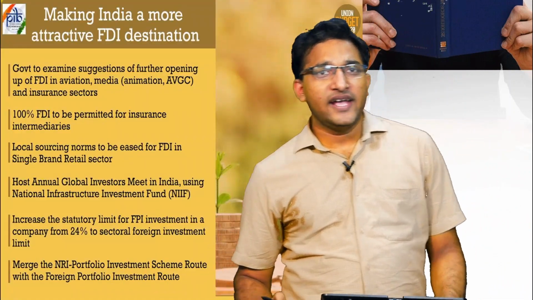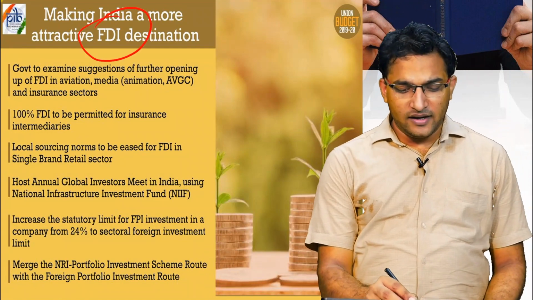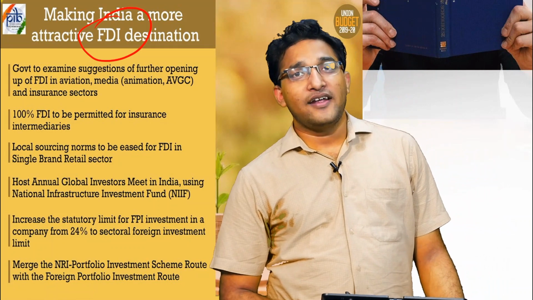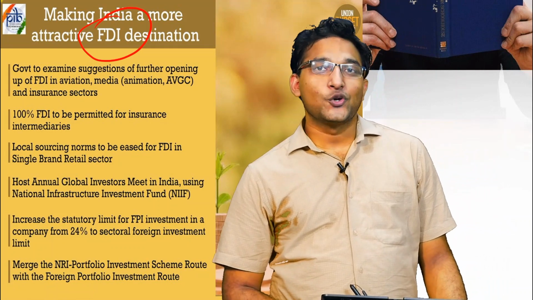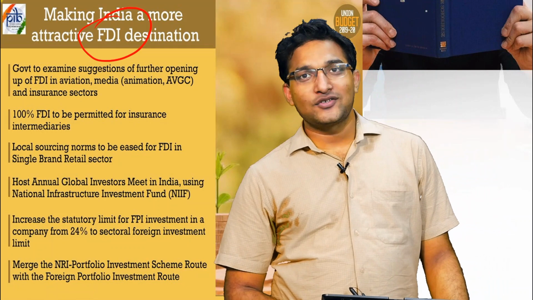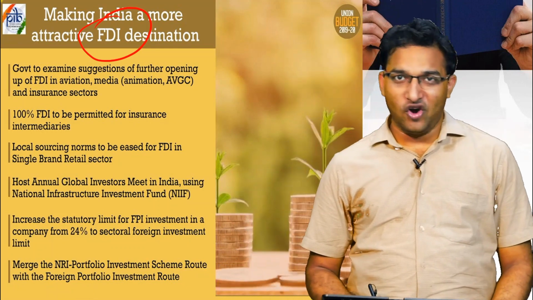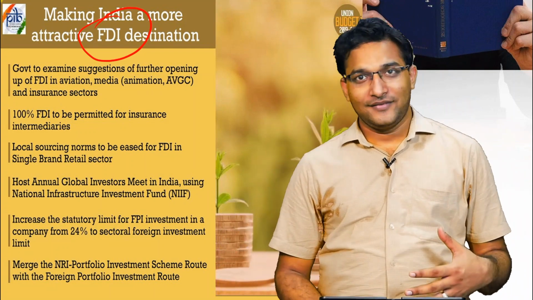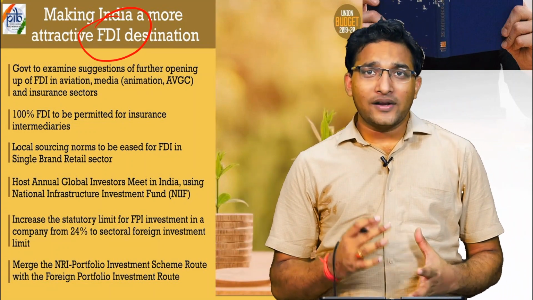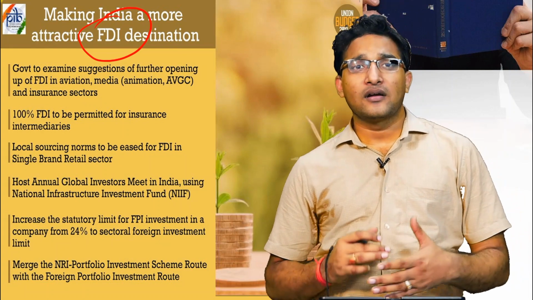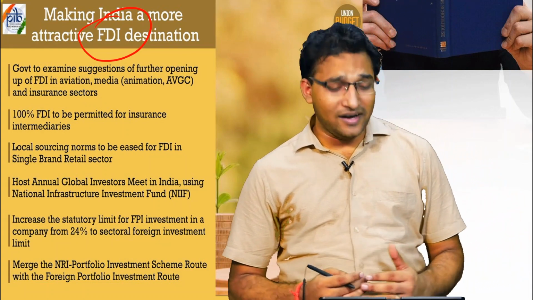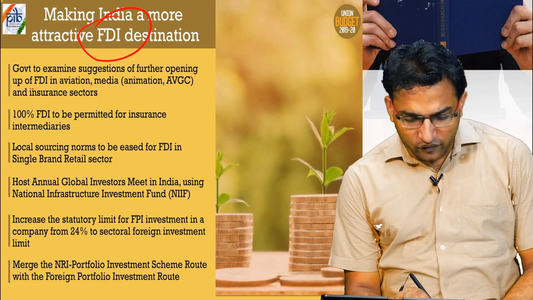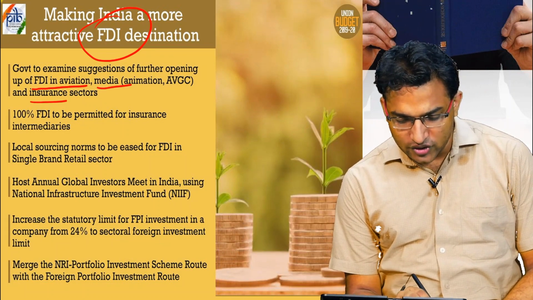Then for attracting the FDI, so why is FDI important? Because we require a lot of investment, and in India we are having the highest growth rate, and the government is also taking various ease of doing business reforms. So the foreign direct investment is attracted towards India, right? So to attract more investment, we are coming up with various more reforms. So what are those reforms? The government is also examining the suggestion for further opening of FDI in aviation, media and insurance sector.